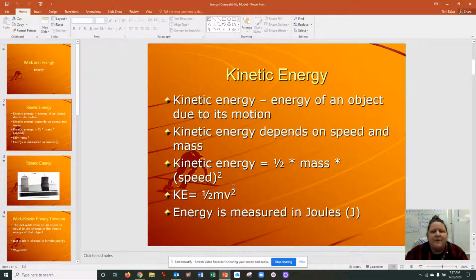So here is your formula for kinetic energy. Any object in motion has kinetic energy. It's 1/2 multiplied by the mass multiplied by the speed squared. So KE equals 1/2 mass velocity squared. Again, speed and velocity have been interchanged. Energy is also measured in joules. Okay, joules.